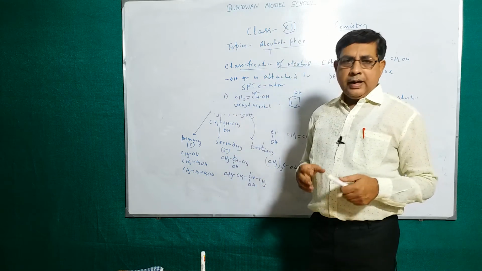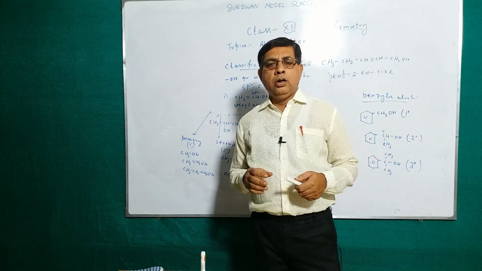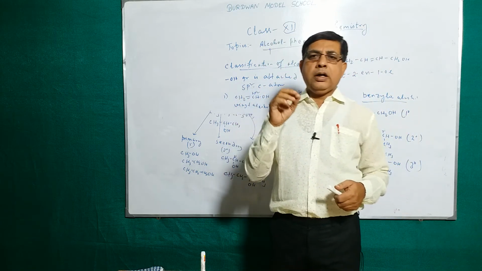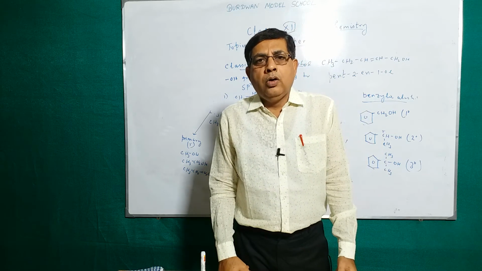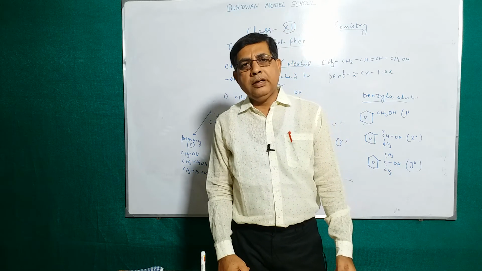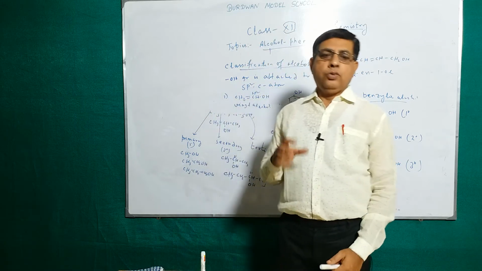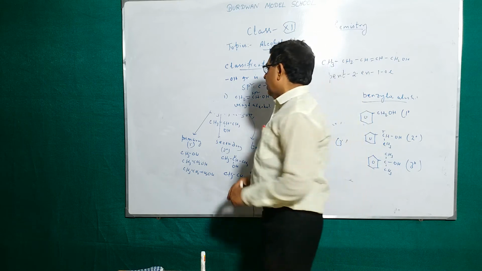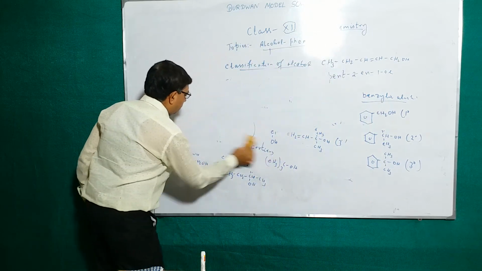Monohydric alcohol is again classified into three types. One is primary alcohol, where the OH group is attached to a primary carbon. Another is secondary alcohol, where the OH group is attached to a secondary carbon. And the third one is tertiary alcohol, where the OH group is attached to a tertiary carbon atom. So these are some classifications of alcohol.